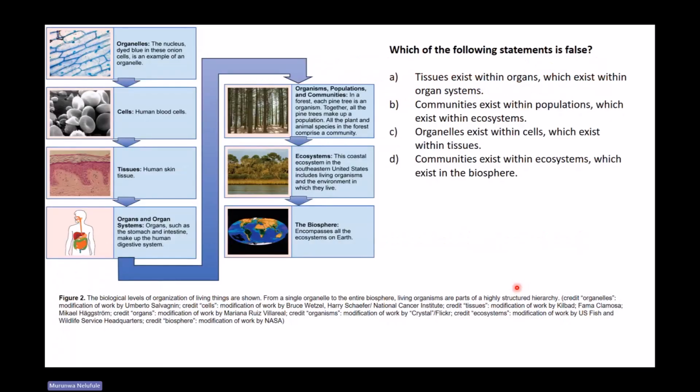So this is figure 2. Can you guys read properly? Let me check on my other device. Yes, you can. So there was a diagram like this last week. It might not have had these graphic pictures the same way as they are. So this is the definition. What are cells? What are tissues? The biosphere, what it encompasses. But the question now says, which of the following statements is false?